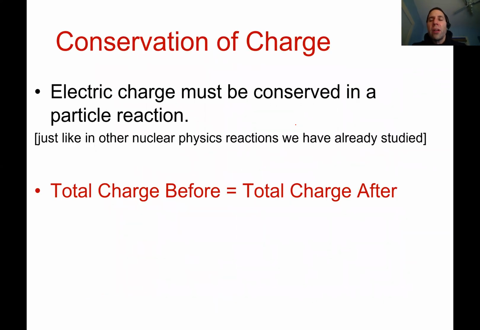The first one we've already talked about: conservation of charge. In nuclear physics, we talked about how charge has to be conserved, like in beta minus decay and beta plus decay. That's true for all particle physics reactions. The total electric charge before the reaction, with the particles involved, has to equal the total charge after.